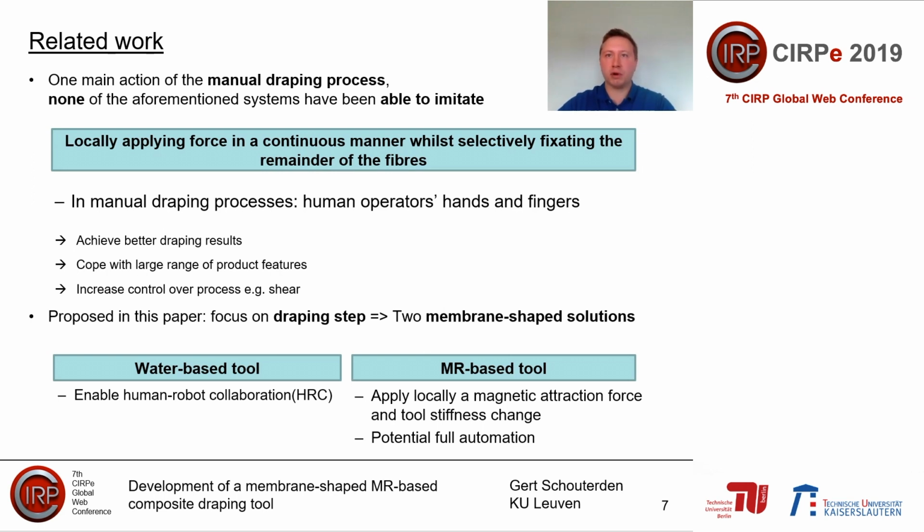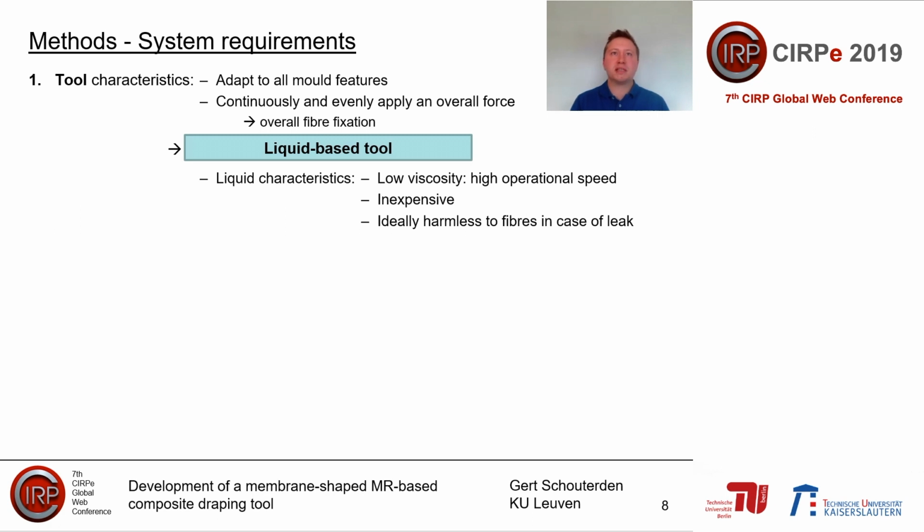On one side, we have the water-based tools that show some promise for human-robot calibration, and on the other side, we have a magnetorheological tool that uses magnetic attraction force as a draping force, and this tool shows a lot of potential for full automation. From a previous analysis, we can conclude that for the 3 previously mentioned functions, the draping step is still the most challenging. Consequently, this is also the step that we will focus on in this paper.